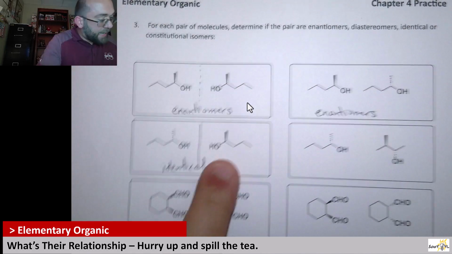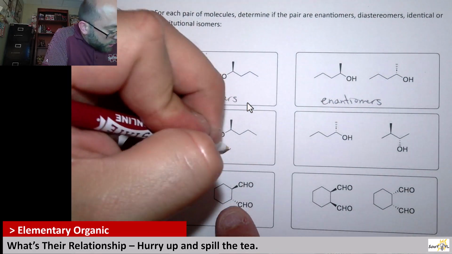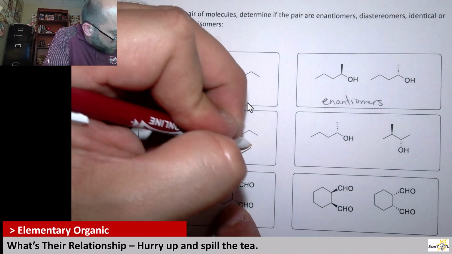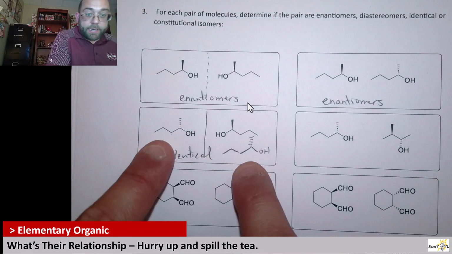All right, and if you were to take this and just flip it over like this, 1, 2, 3, 4, 1, 2, 3, 4. If you flip it over like what I just did, it would look exactly like that.